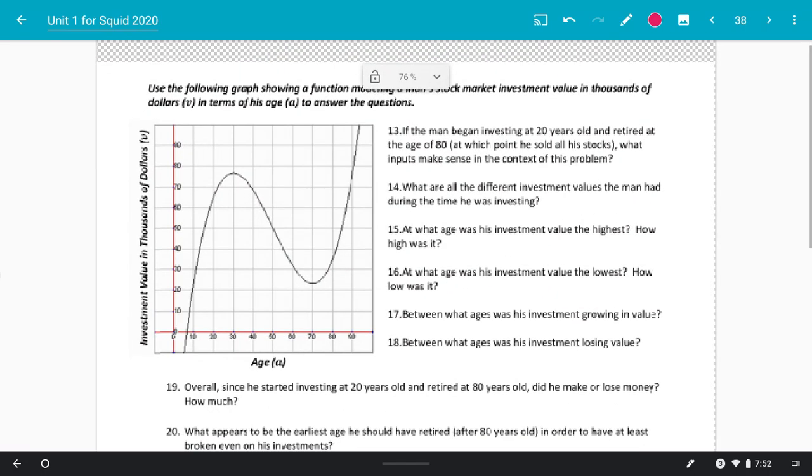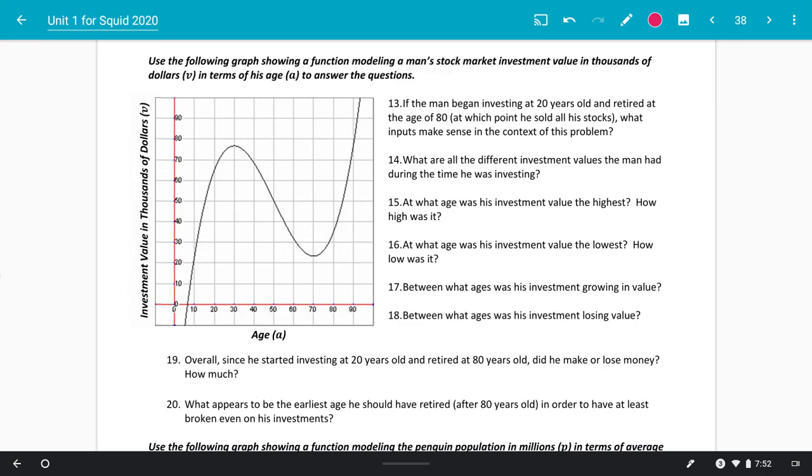All right, this first section here. Use the following graph modeling a man's stock market investment value, V, in terms of his age. Well, if you don't know what the input and the output is, we can look down here. We can see on the x-axis, it's our age, making our investment value our output. So now let's answer the questions.